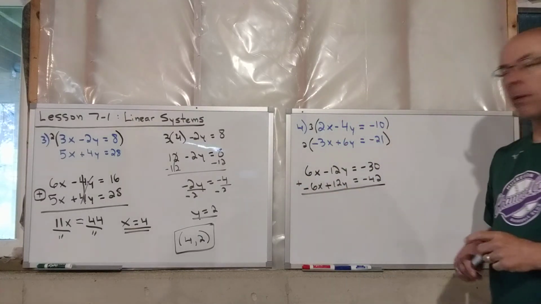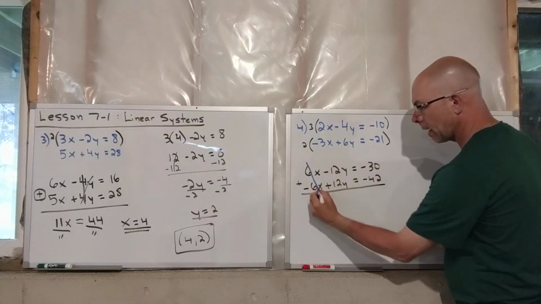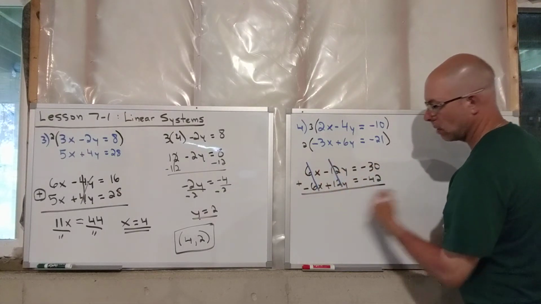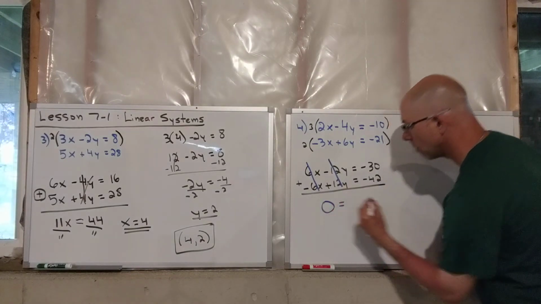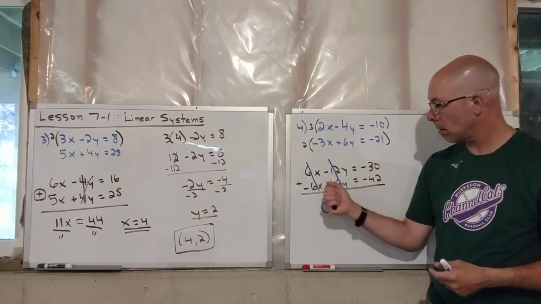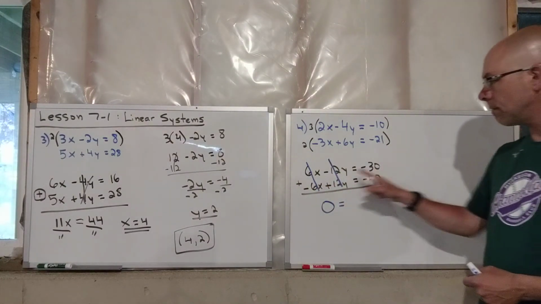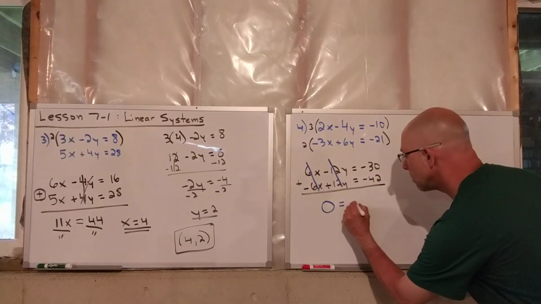I'll add those two equations together. The x's cancel and the y's cancel, giving us 0 over there. Cancel means they go to 0, because 6 plus negative 6 is 0. Negative 12y plus 12y is 0. And negative 30 plus negative 42 is negative 72.